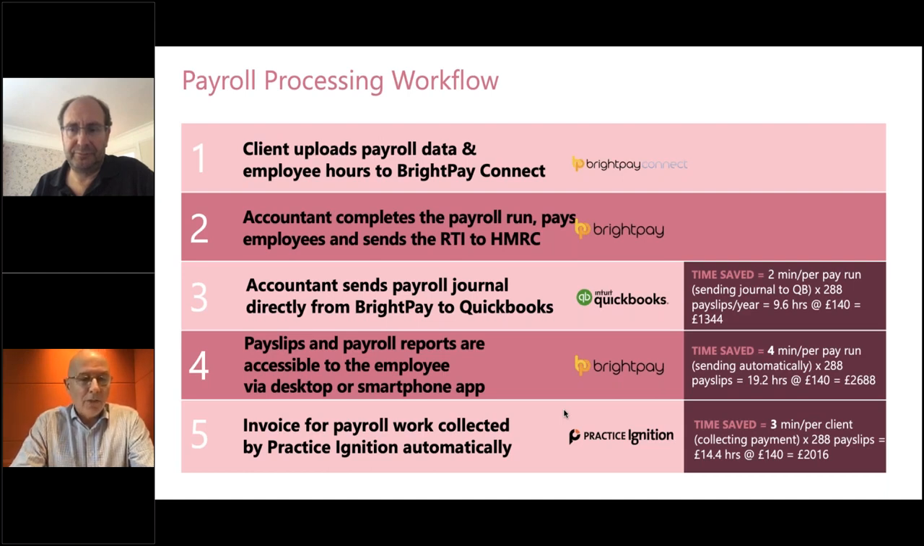So to wrap this up, the invoice for your work can be collected automatically by Practice Ignition once the work is done. So that stops you doing it manually and saves approximately 14 hours annually or just over £2,000 of billable time. So in total, all of this should save you just over 43 hours or over £6,000 that will go straight to your bottom line. And that doesn't include all the time savings that come with doing your work in BrightPay. For example, if a client sends their employees' hours to you through Connect, this will obviously save a large amount of time. Thank you, Will.